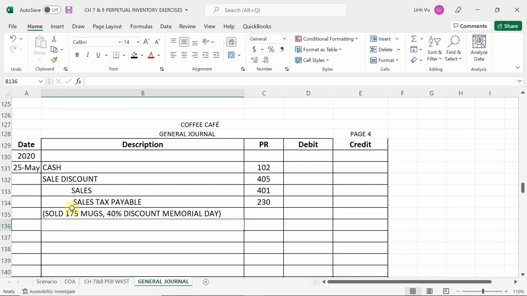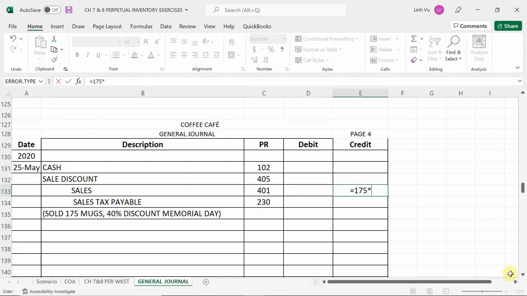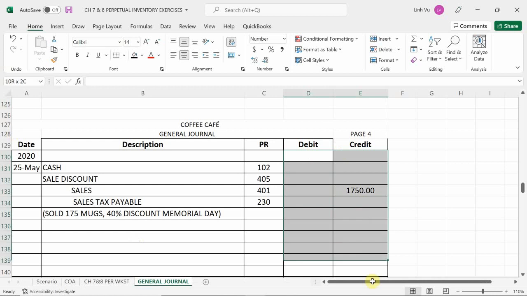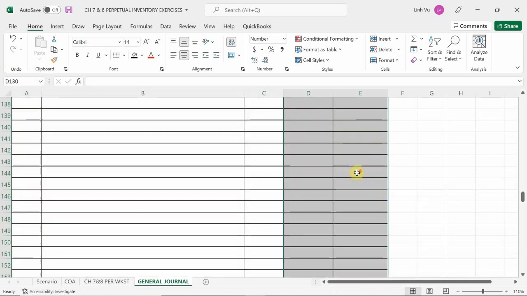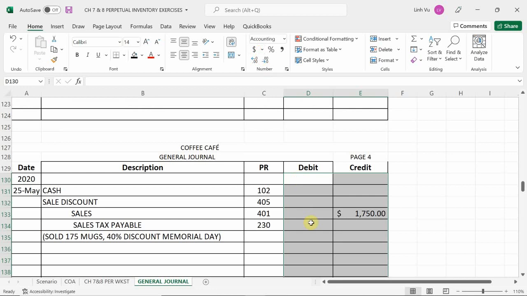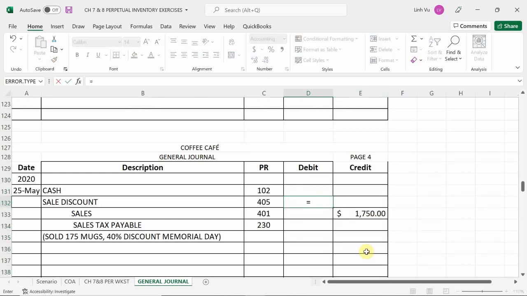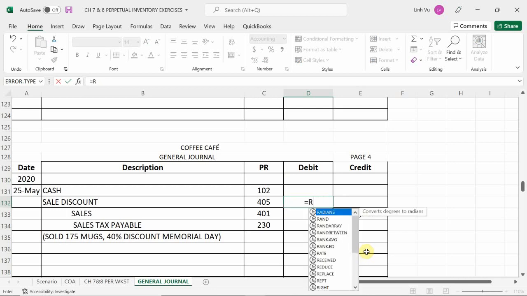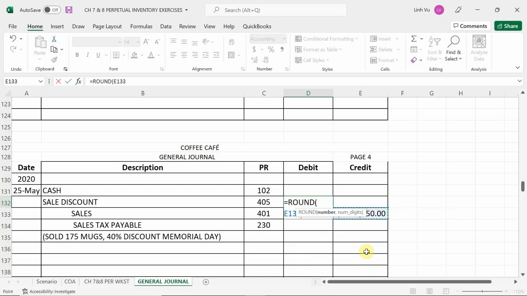So, let's take a look. If I sold a total of 175 mugs, right? And the original cost per mug was $10 each, right? That's going to give me a total of $1,750, right? Because I sold 175 mugs at $10 each, right? But they're discounted by 40%. So in this case, I need to figure out what 40% of this sale is. So 40%, okay, is going to mean I'm going to be discounting $700.